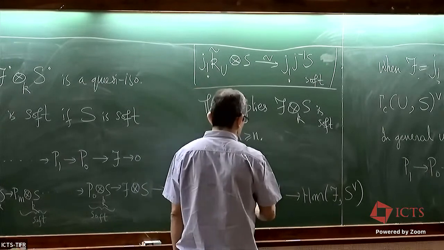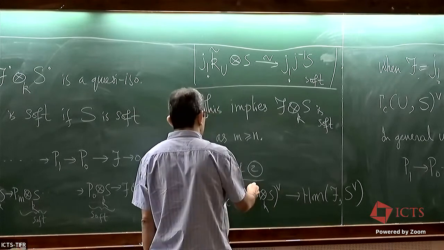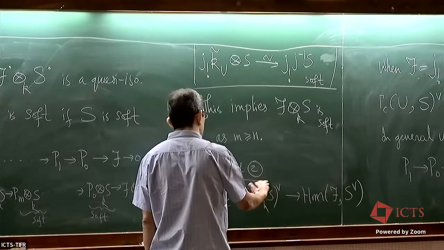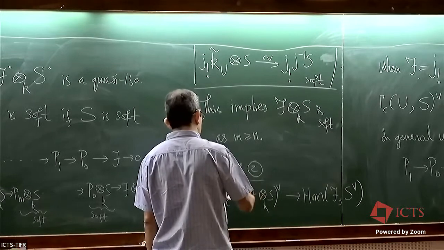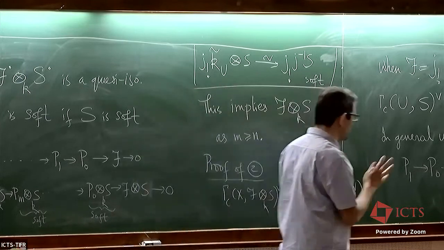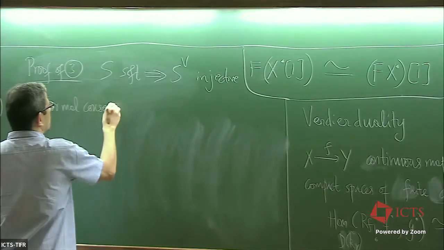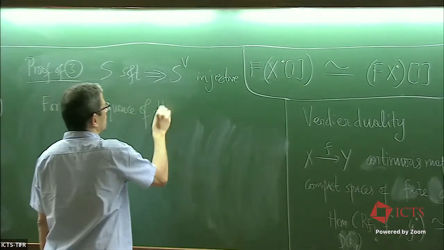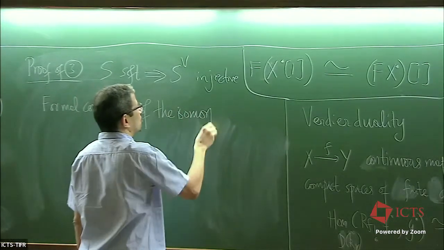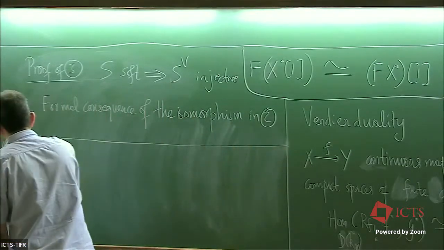Tensoring with S is exact because it's over K, and we saw that this is soft. Therefore gamma_c of X, F dot tensored with S will be an exact complex, and then you dualize it, and that will be exact. So this is a formal consequence of the isomorphism in 2. That actually finishes the proof.